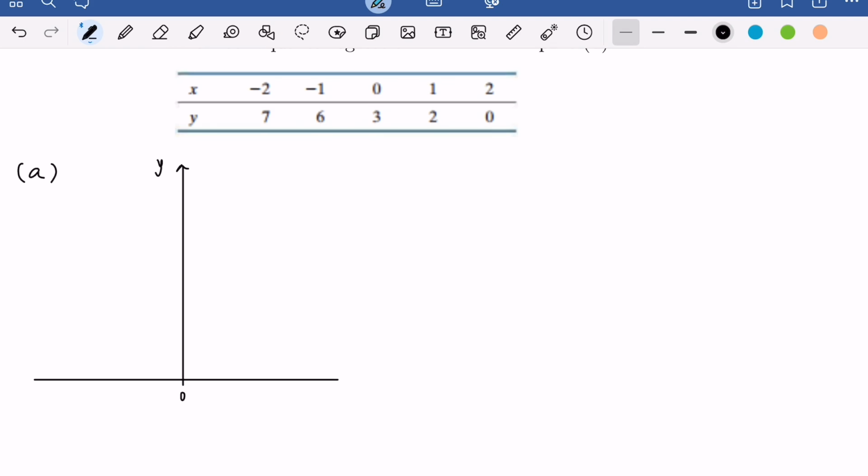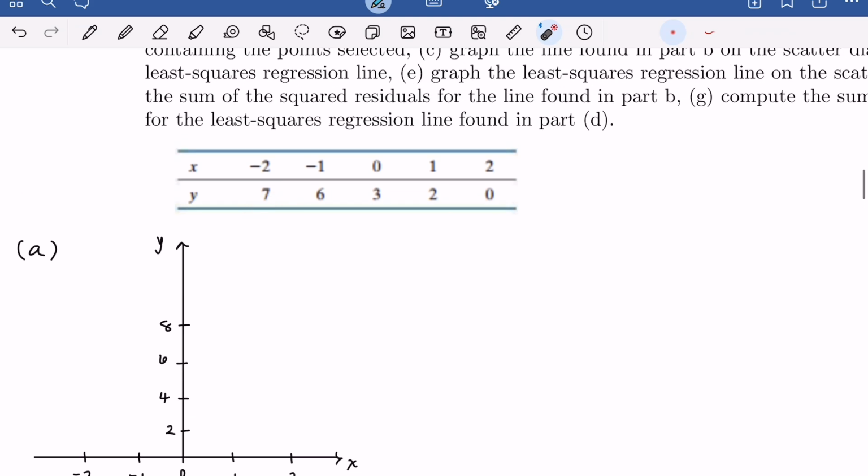This is going to be 0. And we're going to have -1 and -2, and then +1 and +2 on this x-axis. And then on our vertical axis, our y-axis, we are going to start at 2 here, and then we'll increase in increments of 2. So 2, 4, 6, and then we're just going to go up to 8 here since our largest value in this data set is 7.